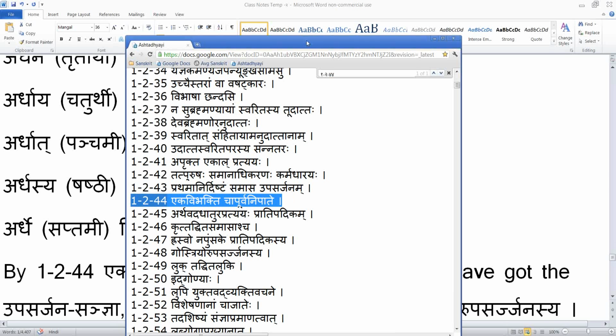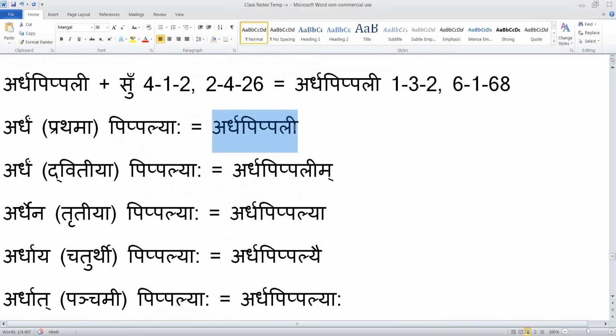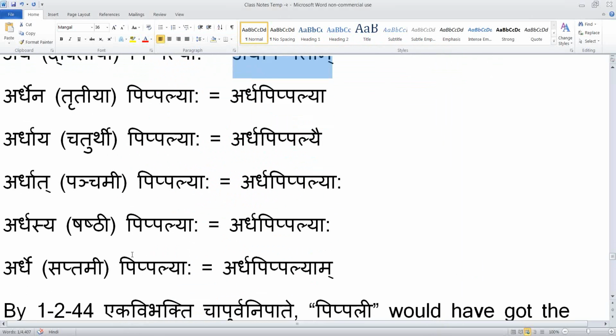So what we have right now is that this shashthi vibhakti, pippalyah, is staying constant in the vigraha vakyam. When we apply various vibhaktis to the samastam padam, only ardham is changing: ardham, ardhena, ardhaya, ardhat. So now pippali starts qualifying for an upasajana sanya. But so far this seems to be no problem, because that sanya cannot be used to give it the status of purvanipata. So we are fine. Ardha will still remain as purvanipata.